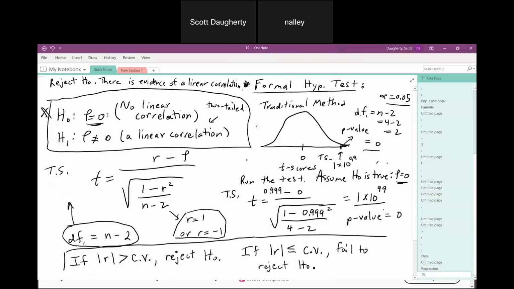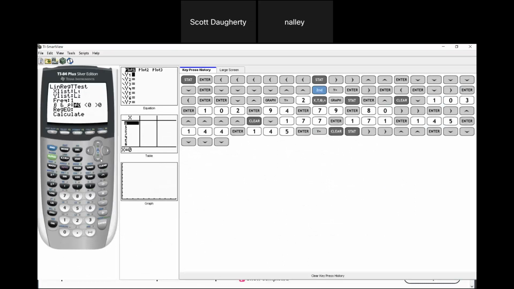Okay. Remember, 0 means there's no linear correlation, and not 0 means it is a linear correlation because it's like 1 or -1 or close to them. So anyway, calculate it and see what you get. So the test statistic now is 2.95.